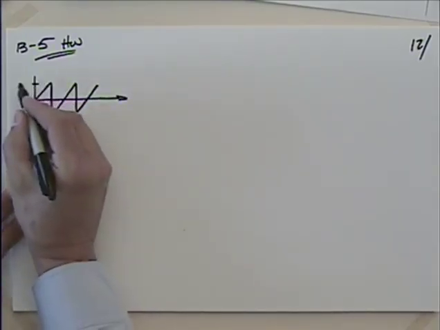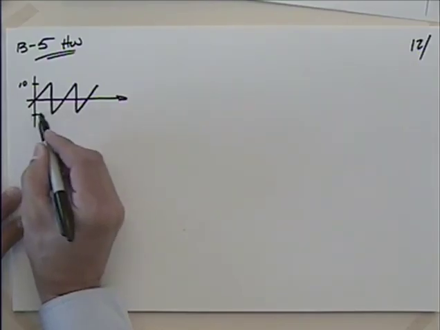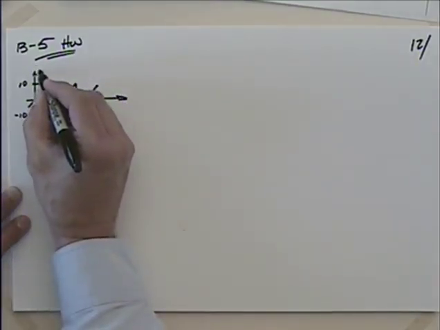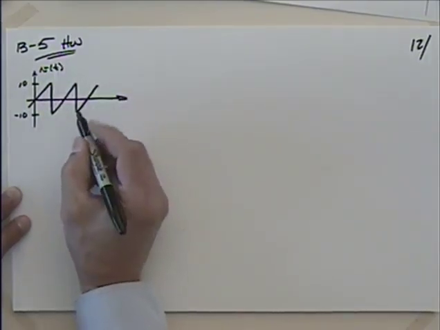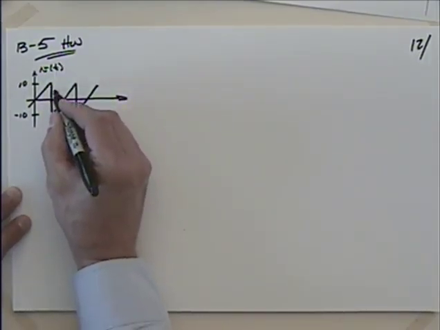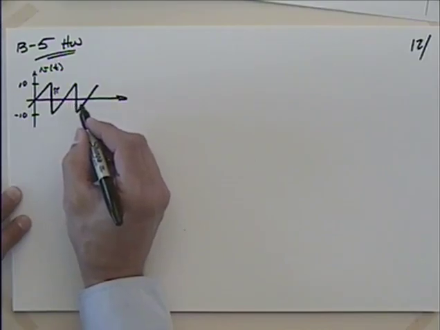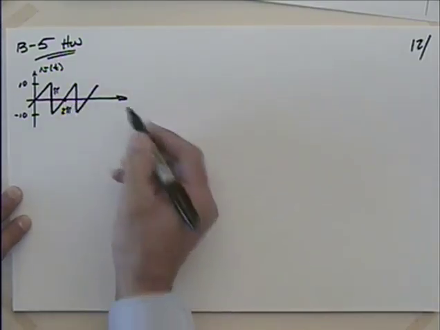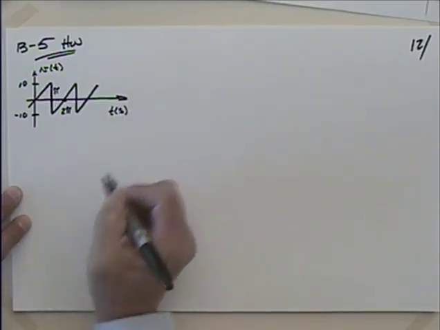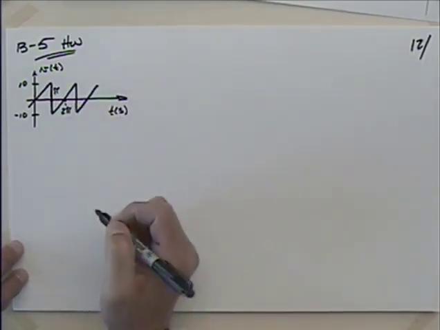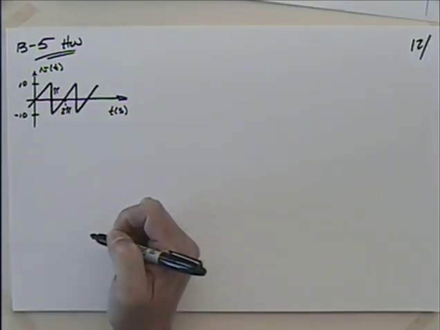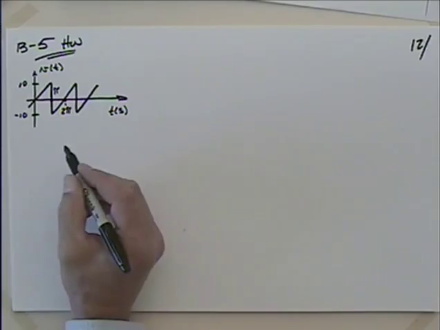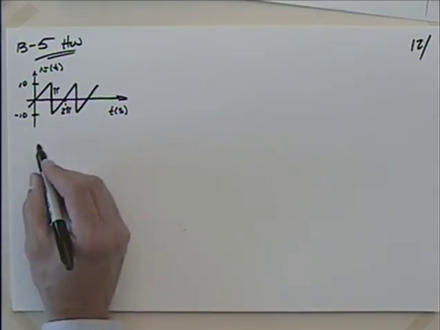Okay, so I'm going to say this goes from positive 10 to negative 10. We'll say it's a voltage wave. And there's pi. Here's 2 pi. Time in seconds. So the first thing I'm going to do is parameterize this wave, and then I'm going to put it into a circuit.